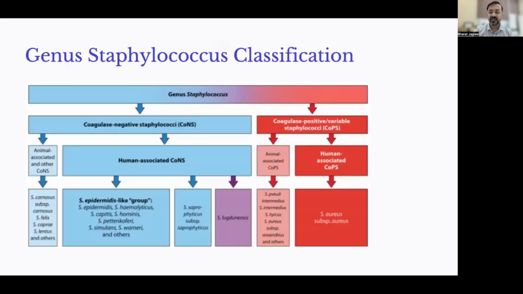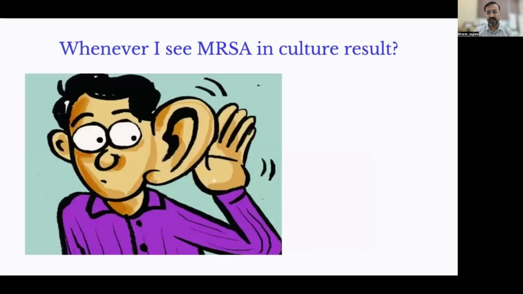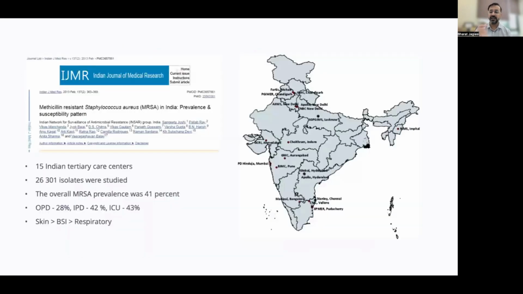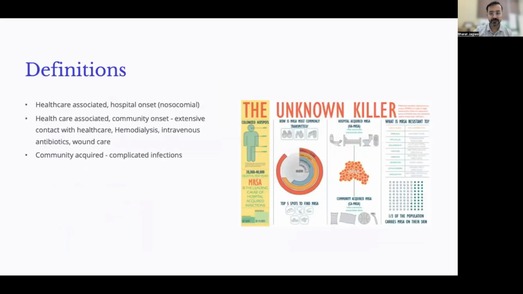When you differentiate the Staphylococcus, because this is the most clinically significant gram-positive organism, especially because of MRSA, they are classified as CoNS, that is coagulase negative, and coagulase positive. But what is relevant to us is mostly MRSA. The Indian data shows MRSA prevalence around 41% in ICU patients, and the most common sites were the skin, bloodstream, and the respiratory tract.